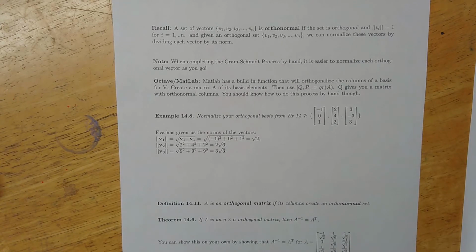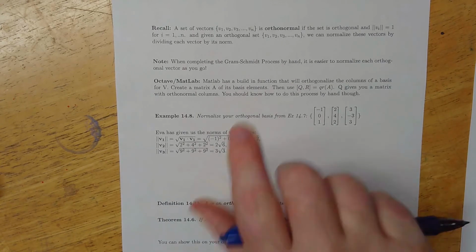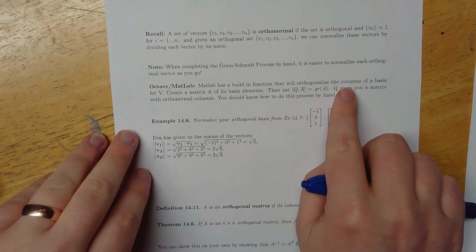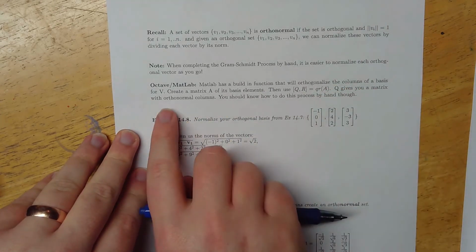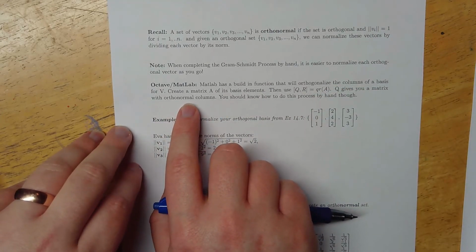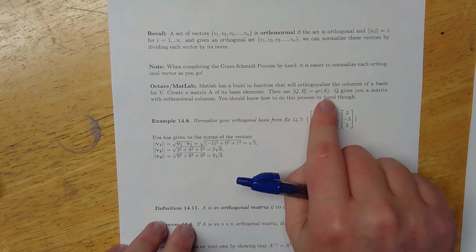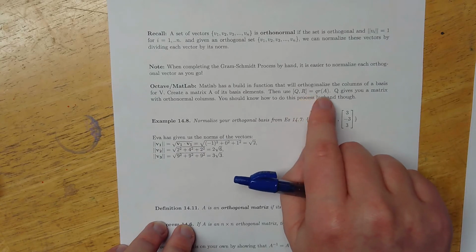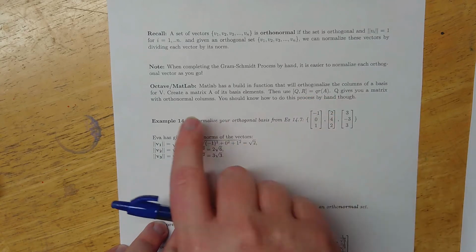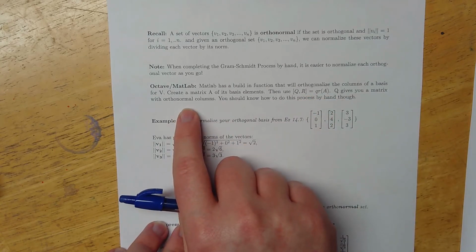Now, MATLAB's got a function in it that will go ahead and orthogonalize the columns of a basis. So what you do is you create a matrix of the basis elements, and then you can use QR. You can use this syntax, and Q will give you a matrix with the orthonormal columns.